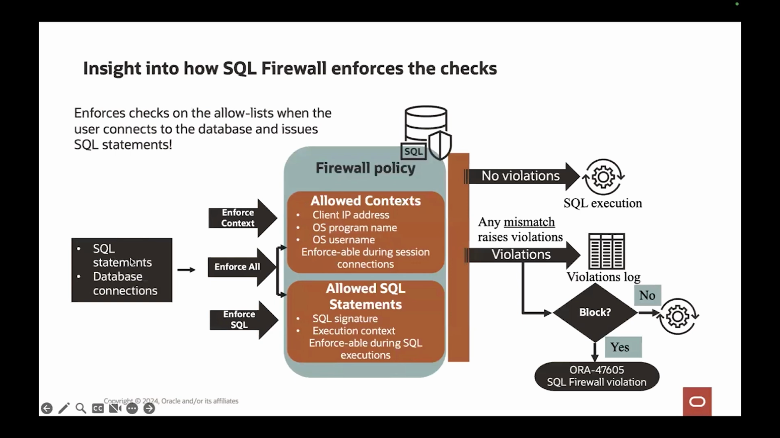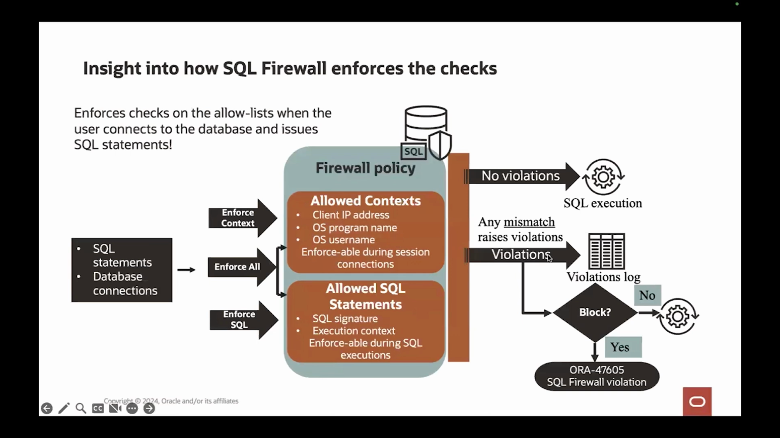Now, assuming you have database connections coming in, based on what you have enforced in the policy, either you have set enforced context, or enforced SQL statements only, or both, it checks against these things. If you have enforce all, it checks against both. If you have context, it checks against what is in the allowed context. If it is enforced SQL, it checks against the allowed SQL statements. And if there is any mismatch, that's a violation.